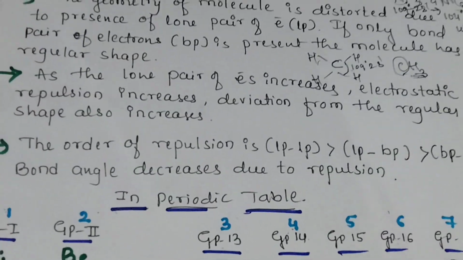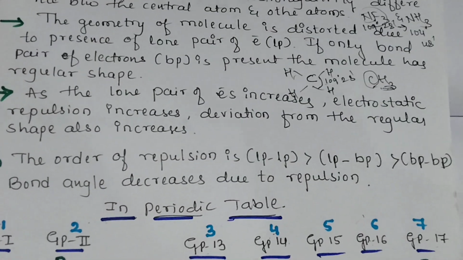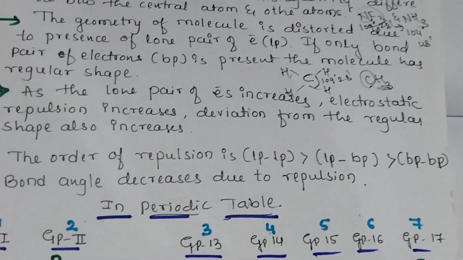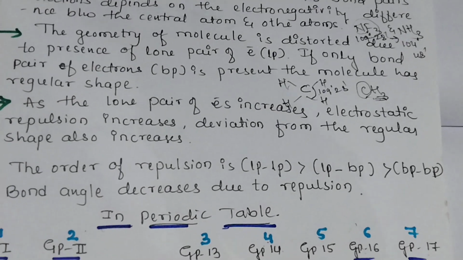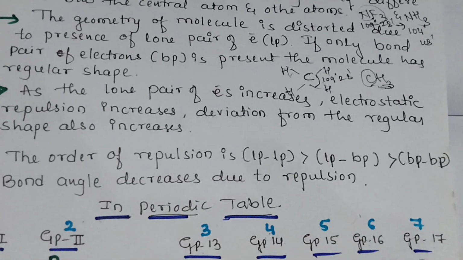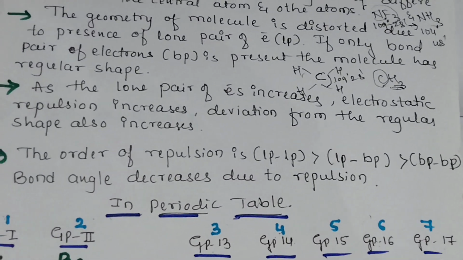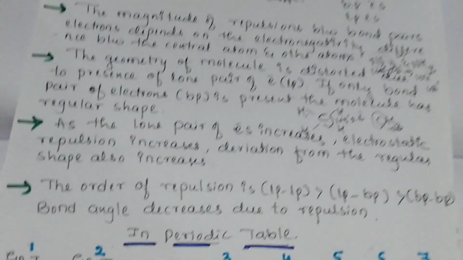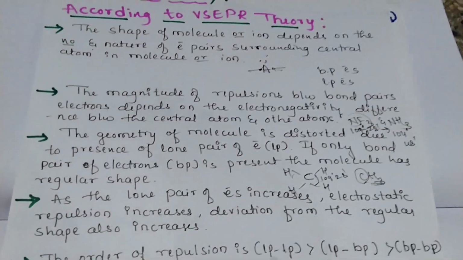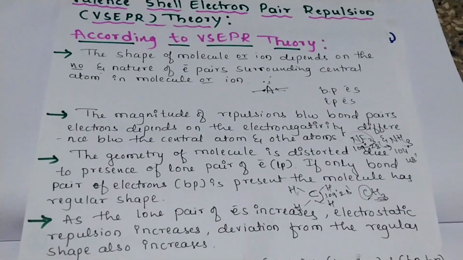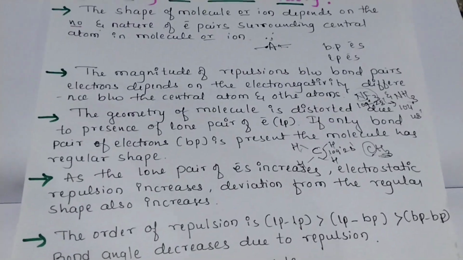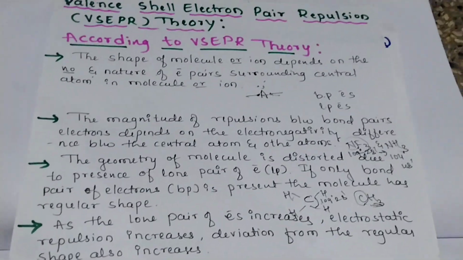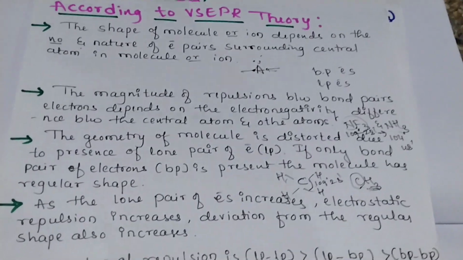As the number of lone pair electrons present in a molecule increases, the bond angle decreases, and the shape is reduced or distorted. Okay, this is what the postulates of the VSEPR theory are. So let us solve some examples based on this VSEPR theory.